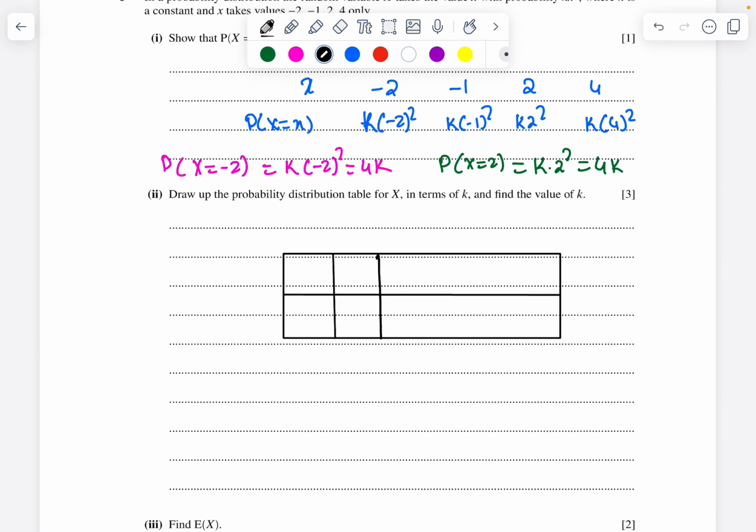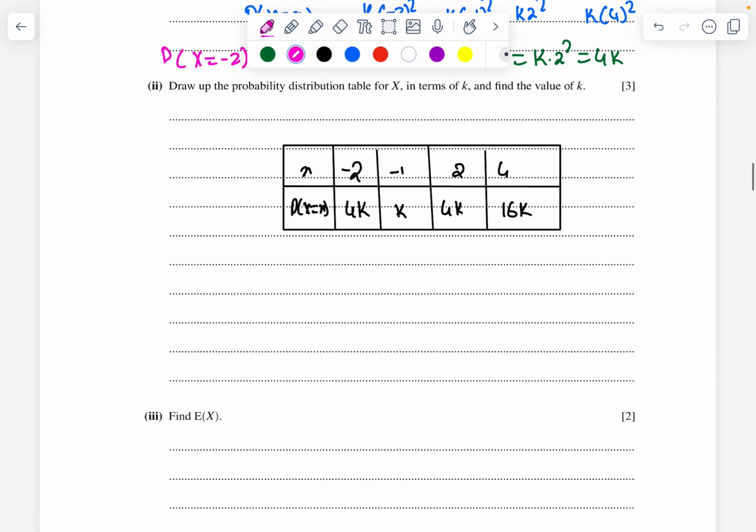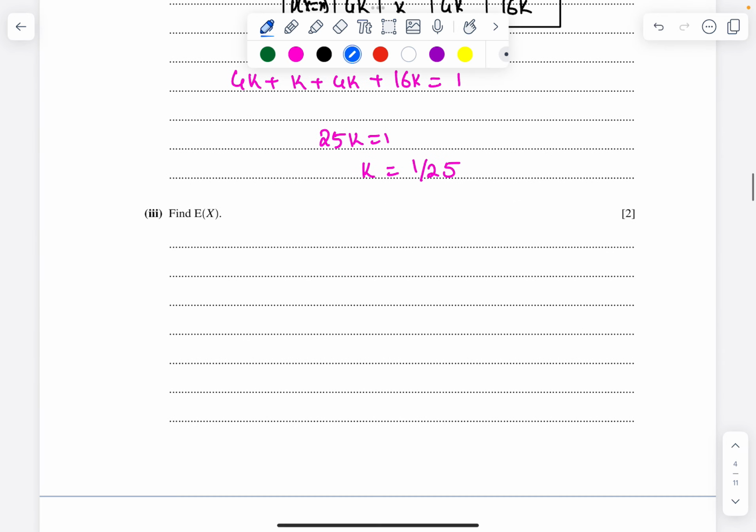It becomes -2, -1, 2, and 4. So the probability of X equals small x becomes 4k, k, 4k, and 16k. Find the value of k. We know that the sum of all probabilities is equal to 1. So 4k plus k plus 4k plus 16k equals 1, so 25k equals 1. K equals 1 upon 25.